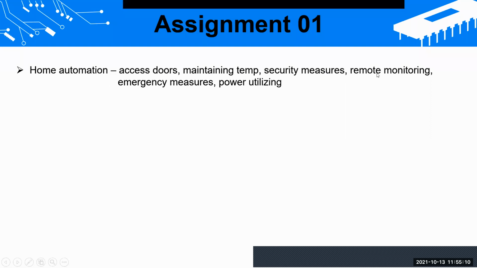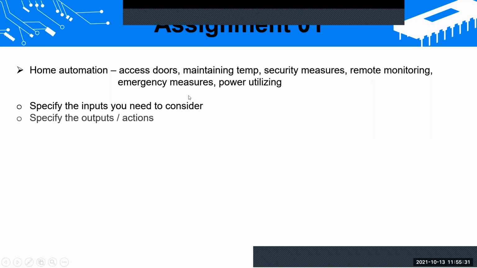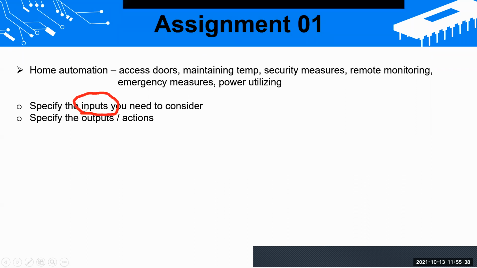Then remote monitoring, like using a mobile phone or whatever, so you have the ability to monitor what is happening in your home. Then you have to consider the emergency measures and utilizing the power. So these are the features you have to think about. The assignment looks like this: you have to specify what inputs you need to consider to give a certain feature.